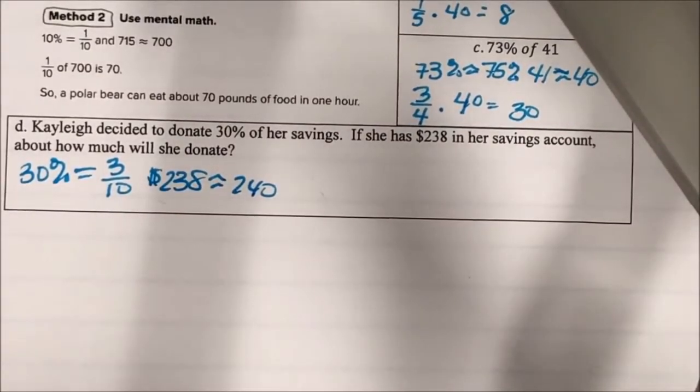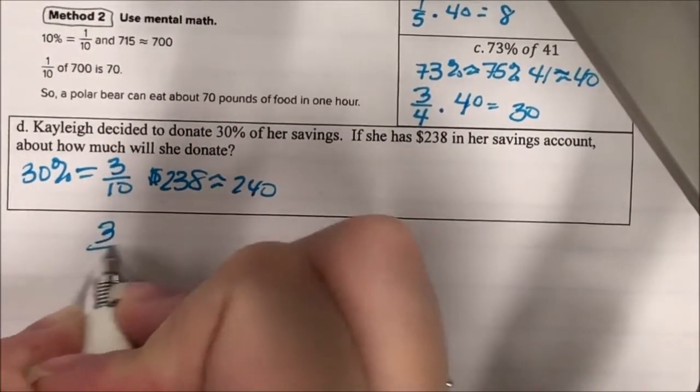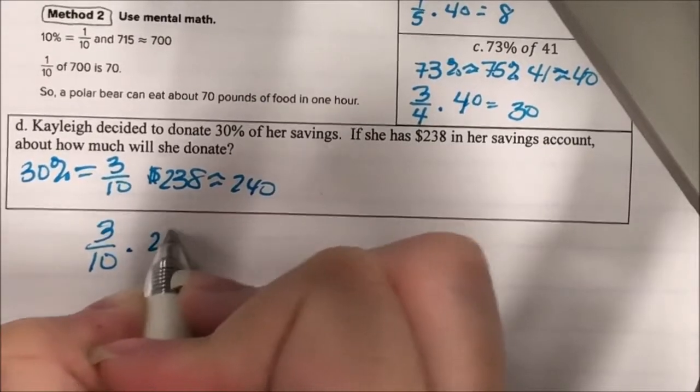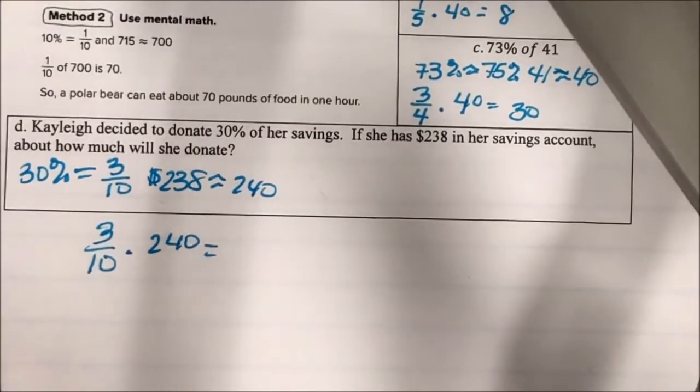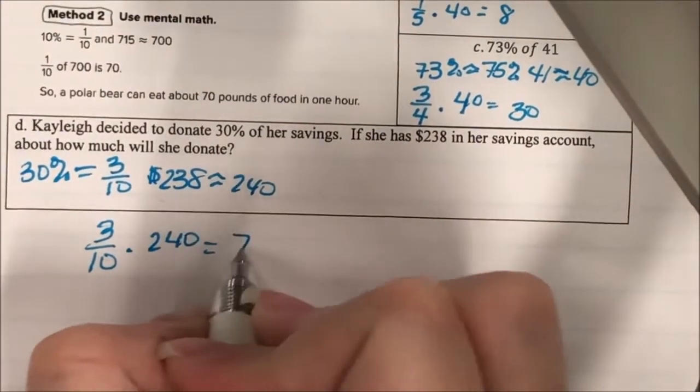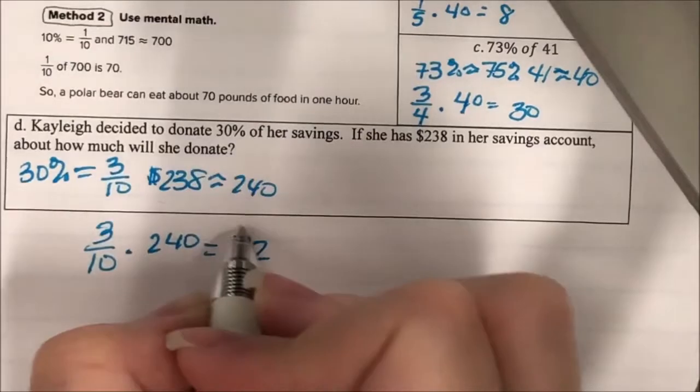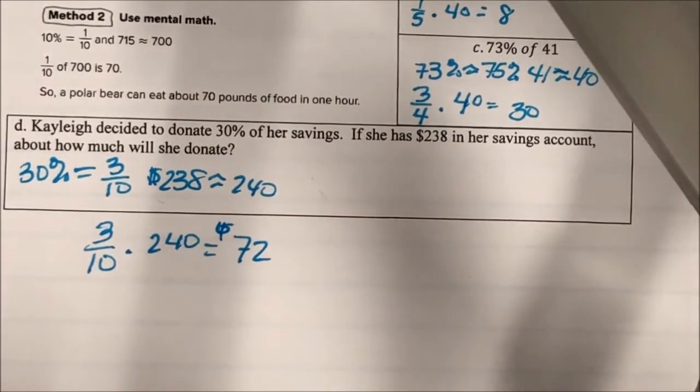Okay. So I'm going to take 3/10 times 240. 3 times 240 gives me 720. Divided by 10 gives me 72. So she's going to donate about $72. Okay. Anything between 70 and 80 is probably acceptable.